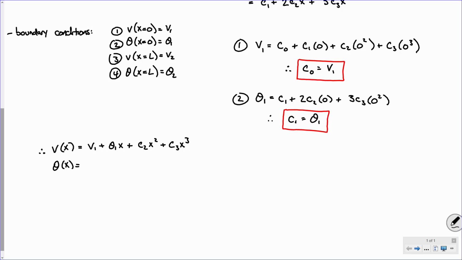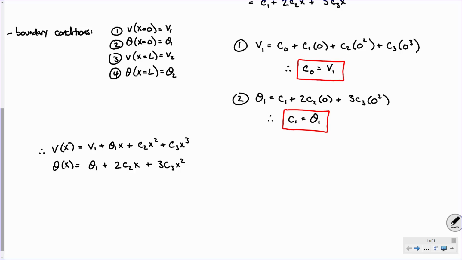and theta of x is c1, theta 1 plus 2c2 times x plus 3c3x squared. Okay, is everybody good with this? Okay, all right. So now I'm going to do 3 and 4.